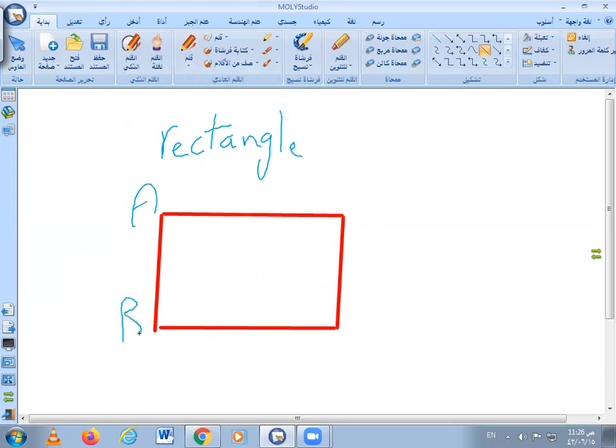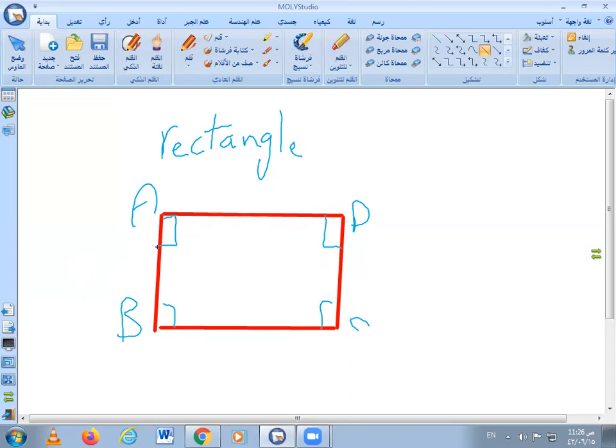We have A, B, C, D is rectangle. What is the definition of the rectangle? It's a parallelogram with a right angle. What happens if one angle of a parallelogram has a measure of 90 degrees? In this case, all the angles become 90 degrees, and it becomes a rectangle. Again, it's a parallelogram with a right angle.